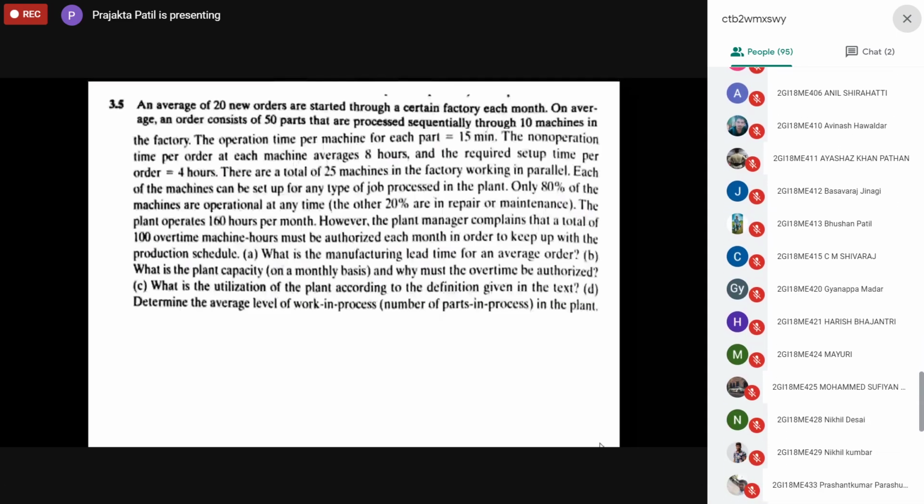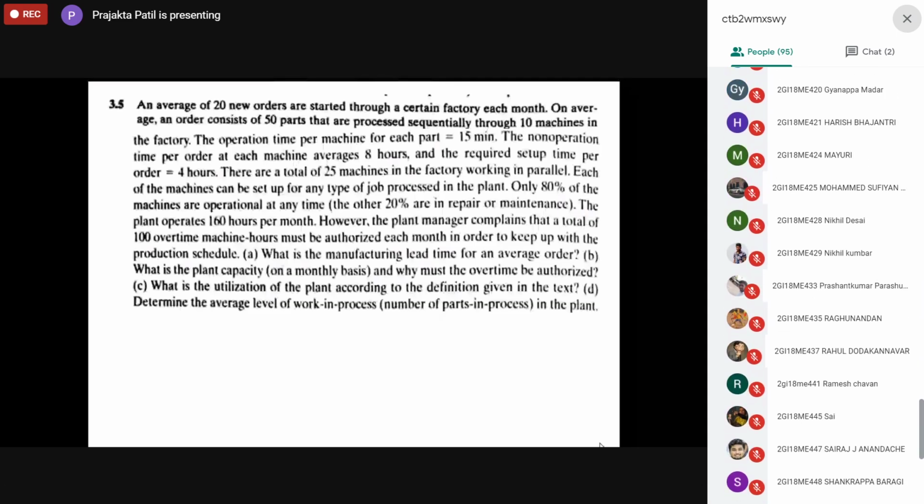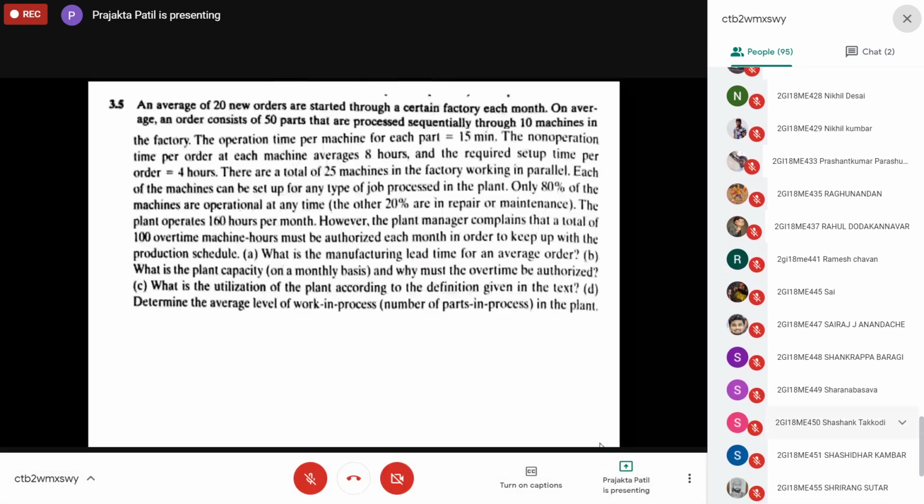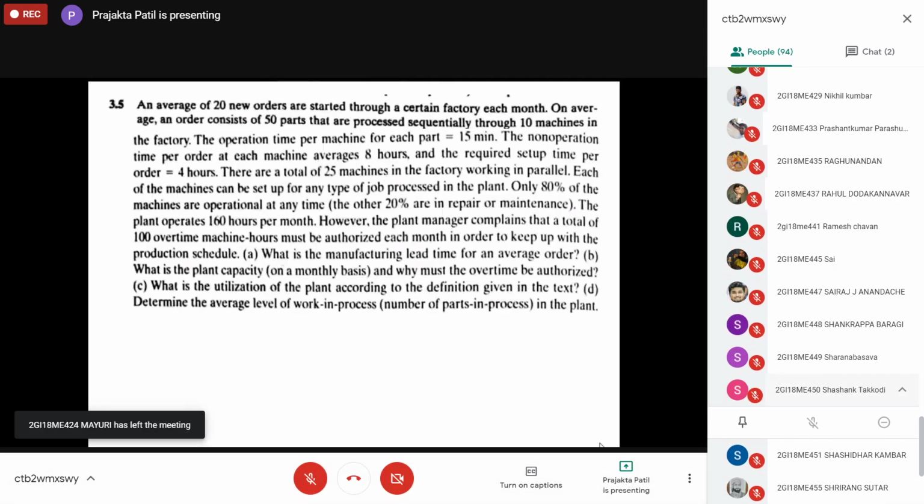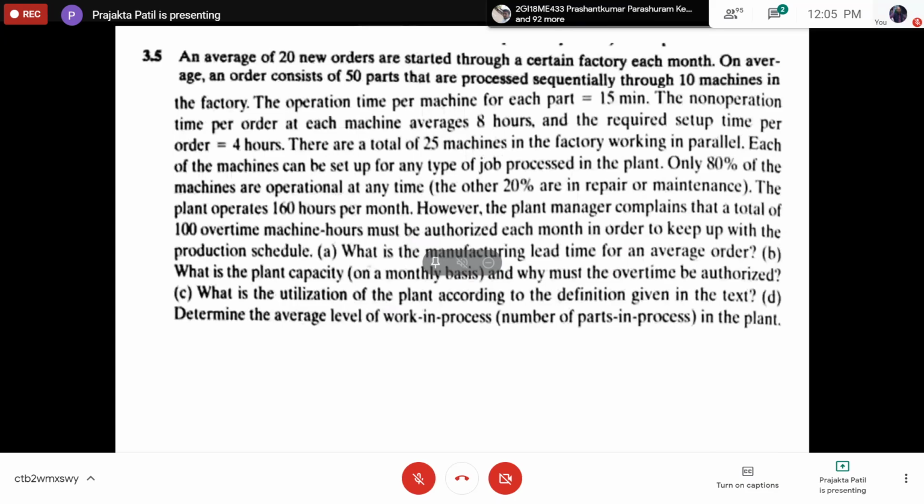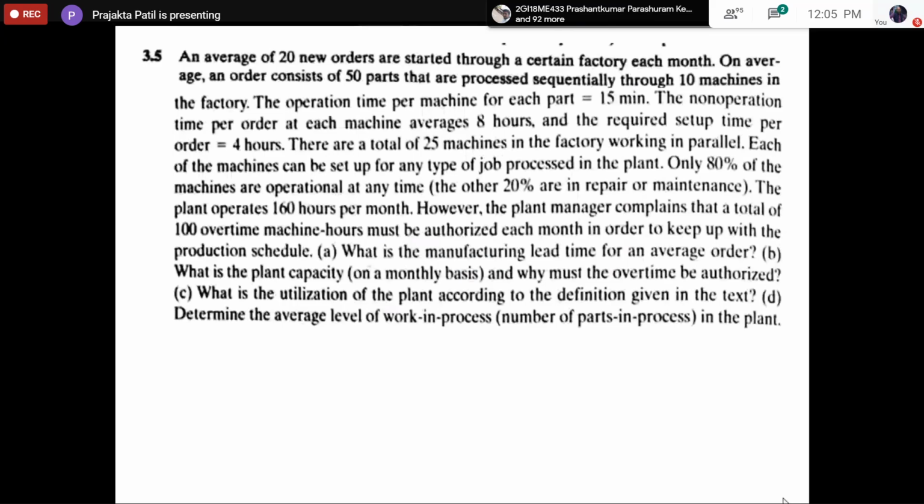Each of the machines can be set up for any type of job processed in the plant. Only 80% of the machines are operational at any time. The plant operates 160 hours per month. However, the plant manager complains that a total of 100 overtime machine hours must be authorized each month in order to keep up with the production schedule.